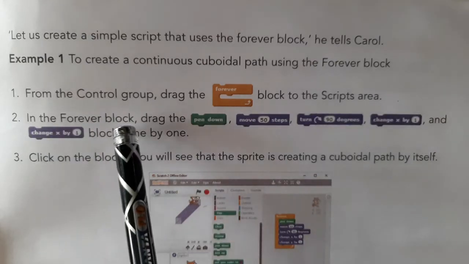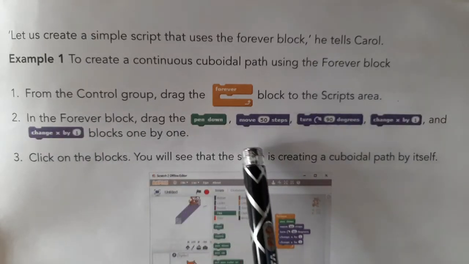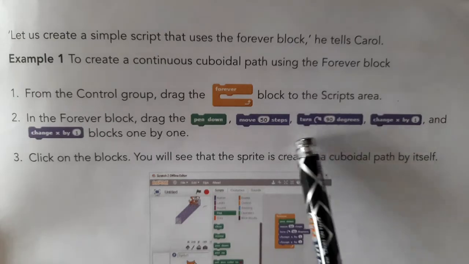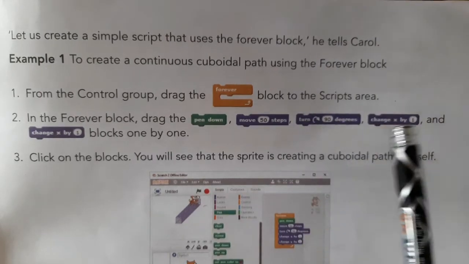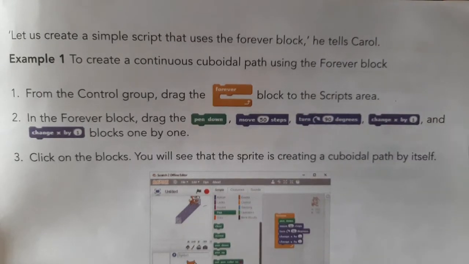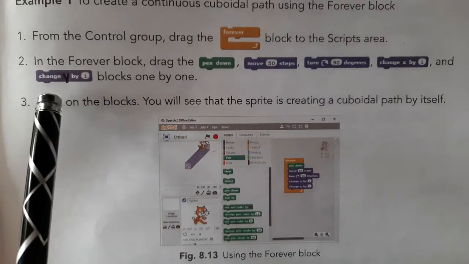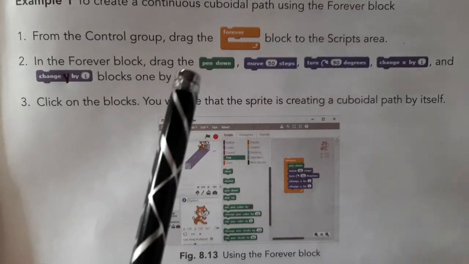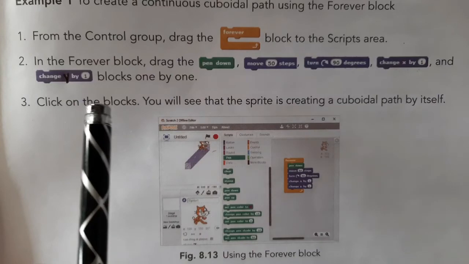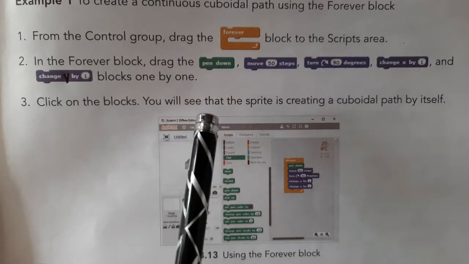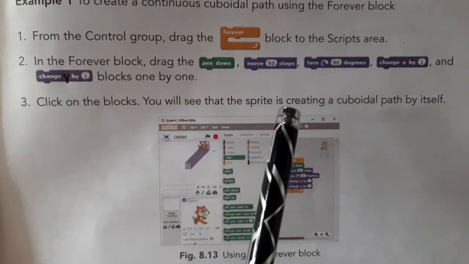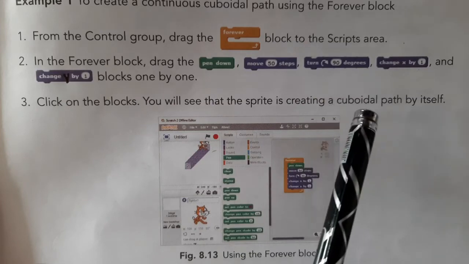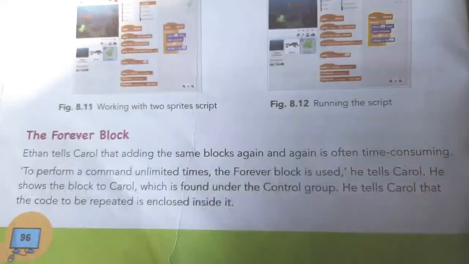In the forever block, drag the pen down, move 50 steps, turn right 90 degrees, change X by 1 and change Y by 1 blocks 1 by 1. Click on the blocks. You will see that the sprite is creating a cuboidal path by itself.